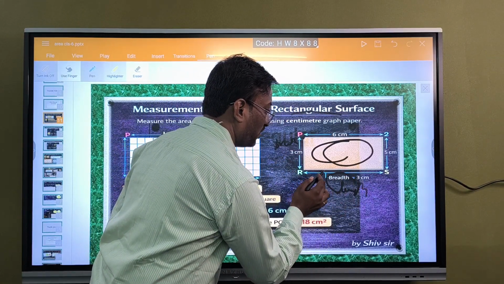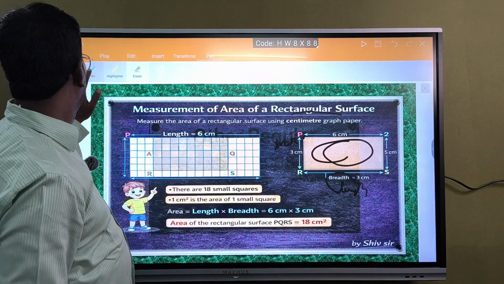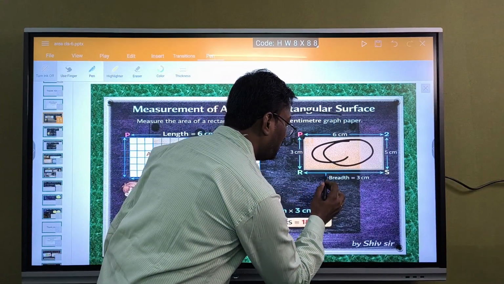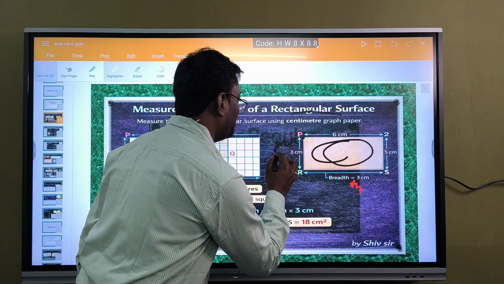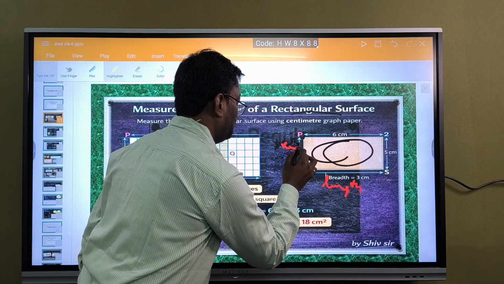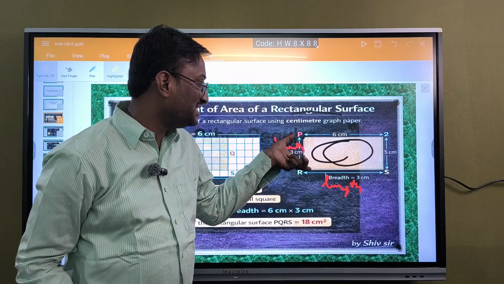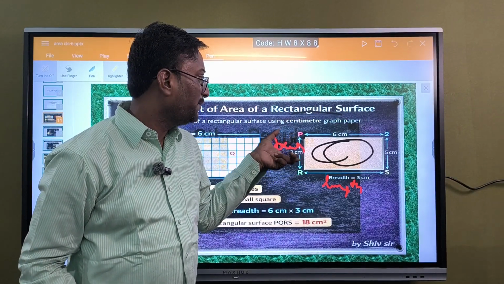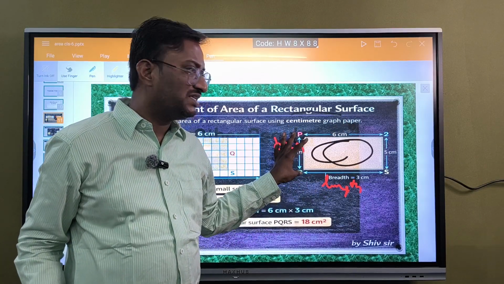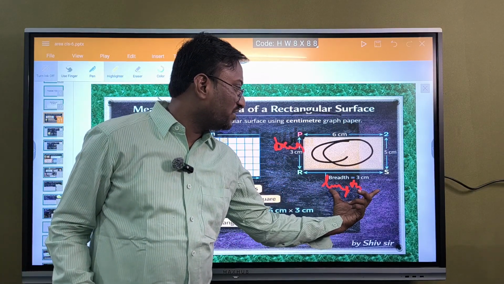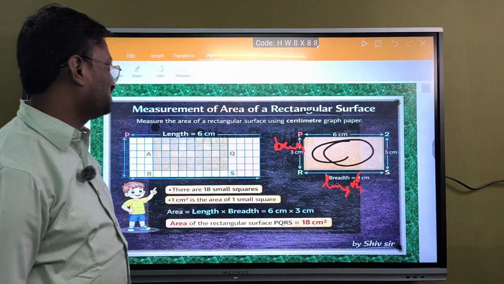This largest one we call it as length and the smaller one we call it as breadth. So here we are having PR, that is 3 centimeters. It is the smaller one. It is called breadth. You take any rectangle, the smaller one we call it as breadth and the longer one we call it as length. The length is 6 centimeters.